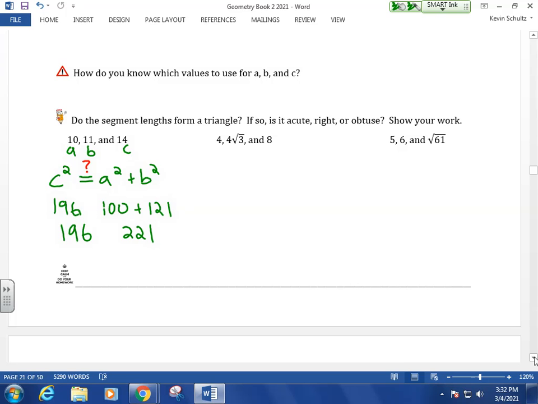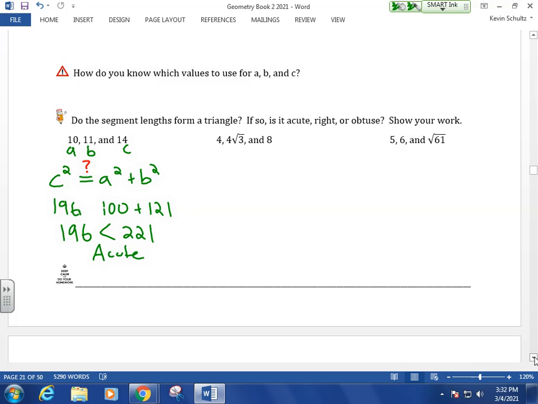Well, 196 is less than 221. So the value of C squared is less than the value of A squared plus B squared. Therefore, this triangle with side lengths of 10, 11, and 14 is going to be acute. On to the next one.